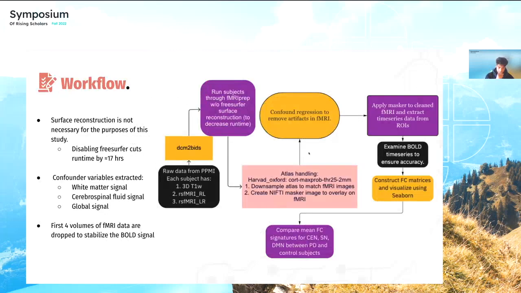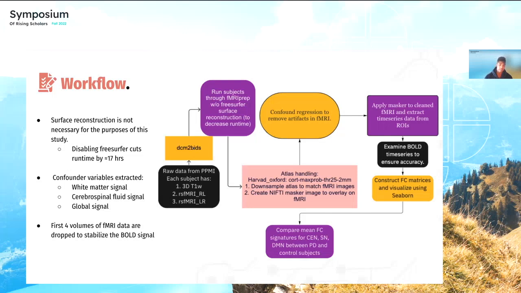So the workflow. Like I said, each subject has 3 images: a T1 weighted image for reconstruction, and 2 RS fMRIs, resting state fMRI images. Each subject will be converted to comply with BIDS, and then the subjects will be run through fMRIPrep without FreeSurfer, because many studies have shown FreeSurfer is unnecessary for this kind of study. And cutting FreeSurfer's reconstruction cuts the processing time of fMRIPrep by hours, 17 hours to be exact. After preprocessing, I'll do atlas handling. The atlas being used is the Harvard-Oxford probabilistic atlas. It outlines around 50 different ROIs encompassing different regions of the brain.